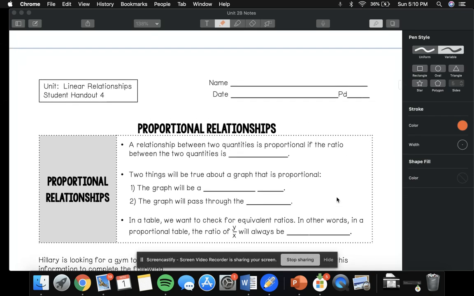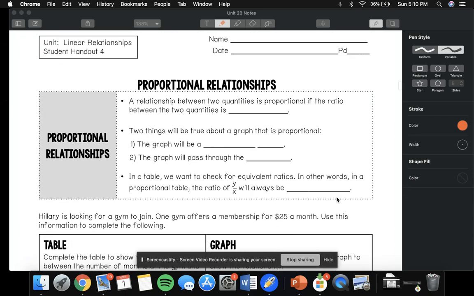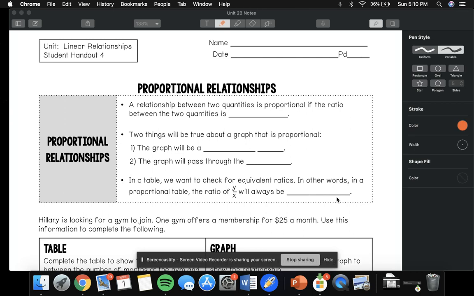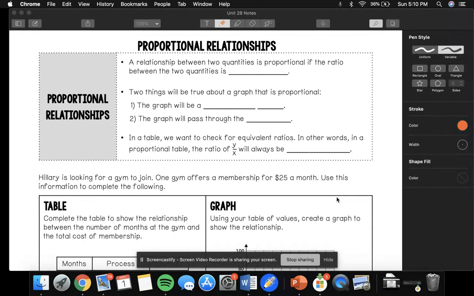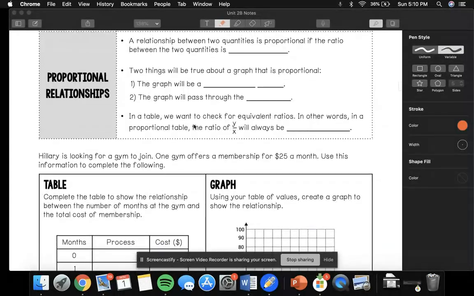Hi, today we are on pages 7 and 8 in our notes. We are going to review what a proportional relationship is. We talk about proportional relationships in 7th grade, so we are going to touch base on them because we talk about non-proportional relationships in 8th grade. So we're just going to talk about this for today. So please have page 7 and 8 out.